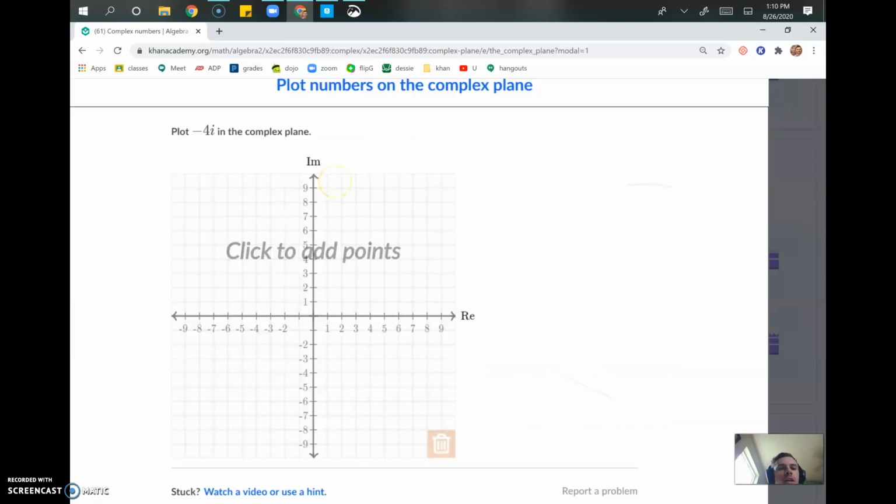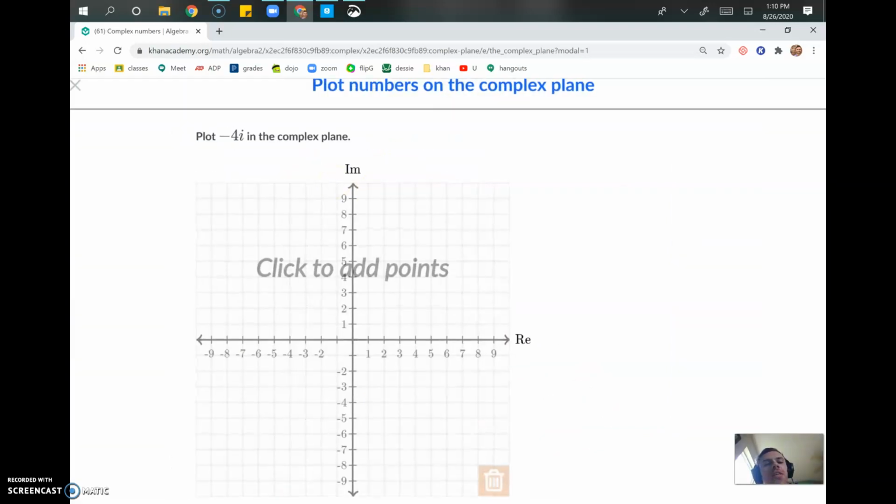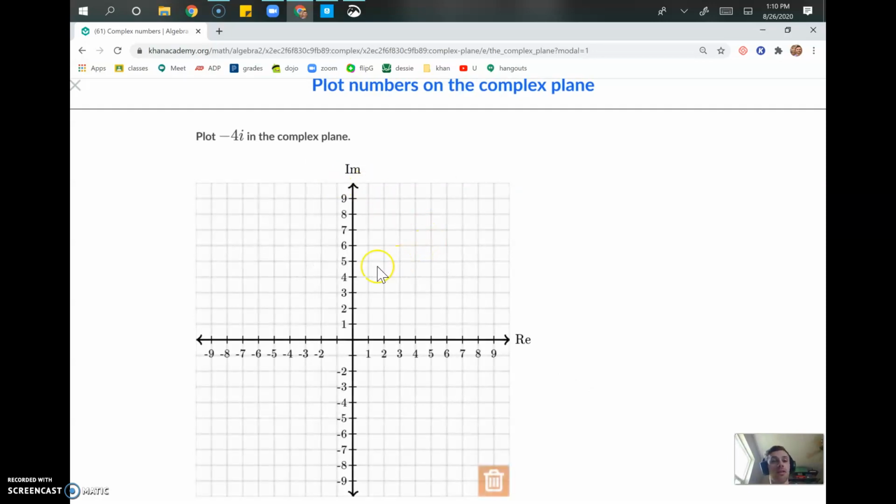Where are we plotting? What are we plotting? We're plotting -4 on the imaginary plane. And there is no real number. So if there's no real number, then our real number is 0. Cool, so we're at 0 for real. And we're going to -4 on the imaginary, which would be right there.